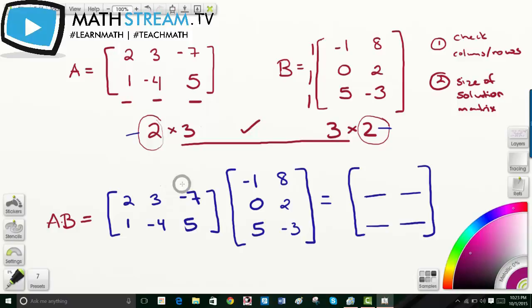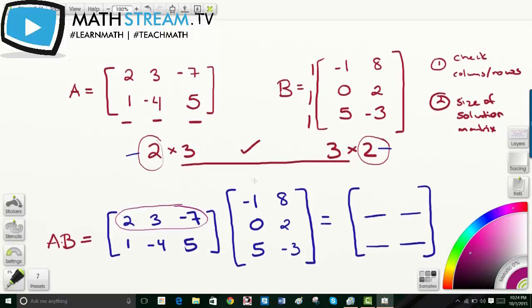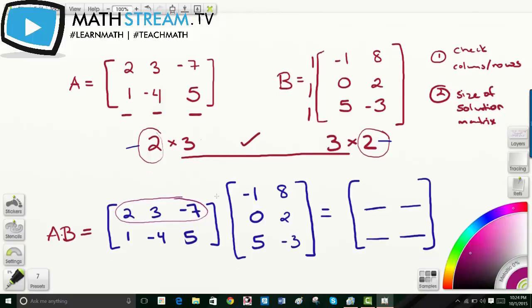So first thing I'm going to do is the first row of the first matrix is going to be combined with the first column of the second matrix. So first row, first column. And here's how I combine them. I say the first number times the first number plus the second number times the second number plus the third number times the third number. So kind of a mouthful, but we'll write it out.